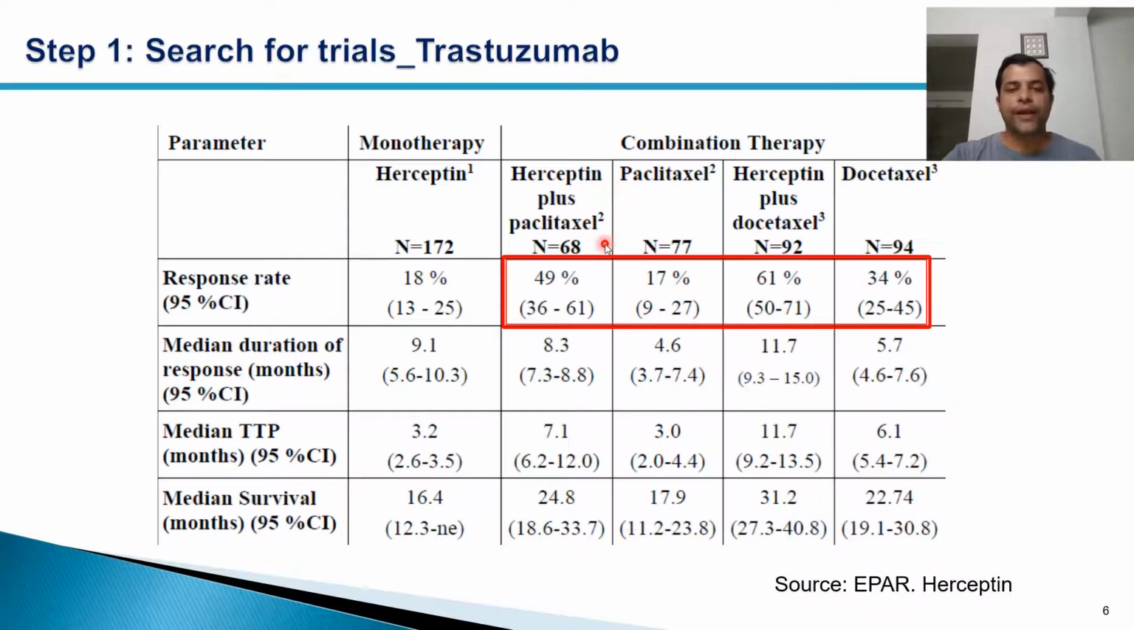Herceptin plus paclitaxel. It is compared against the paclitaxel. Okay, so this is a trastuzumab. So this is a biologic plus chemotherapy. And it is tested against the chemotherapy. There is another study, Herceptin plus docetaxel, and it is compared against the docetaxel. So according to my requirement, there are two such studies.